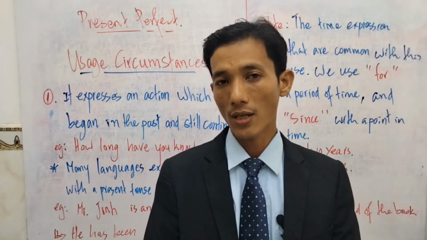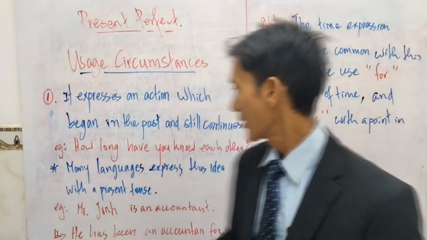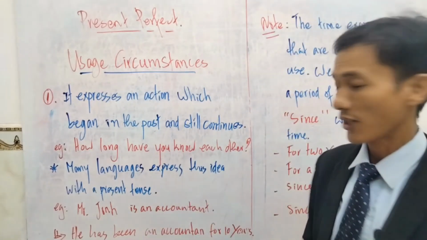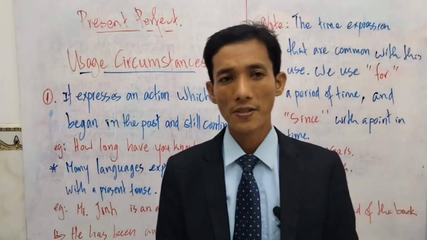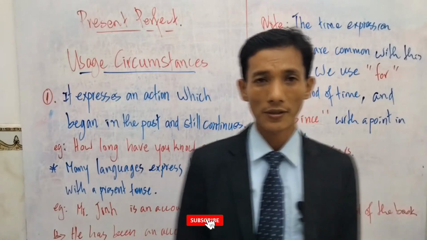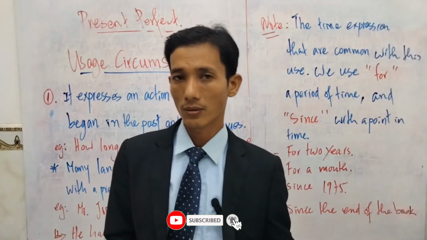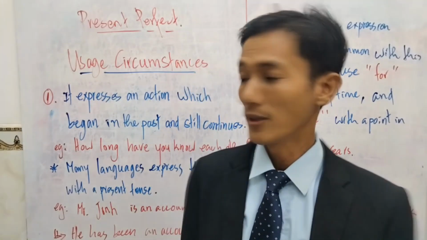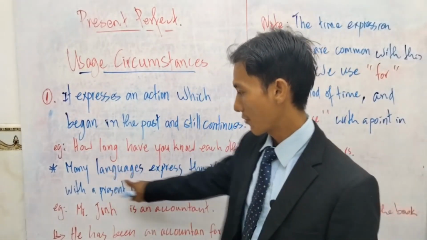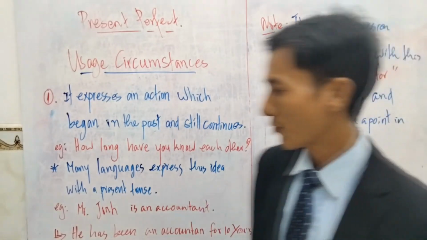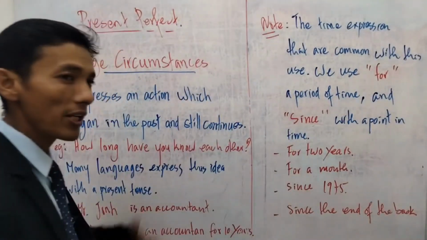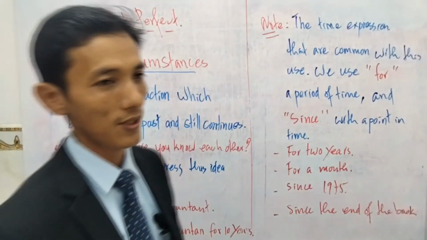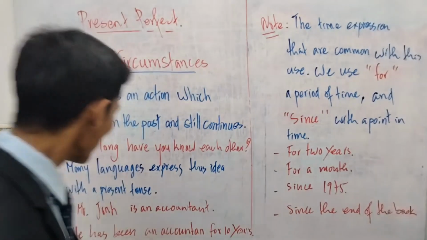So we ask, how long have you known each other? It expresses the period of time you have known each other. This expresses an action that began in the past and still continues. Many languages express this idea with a present tense.